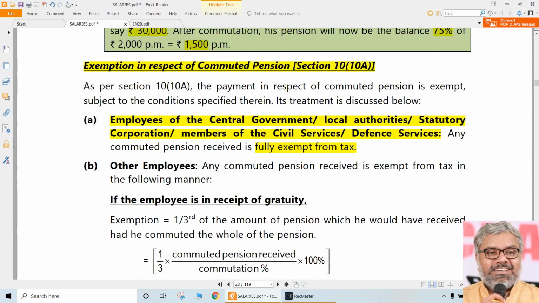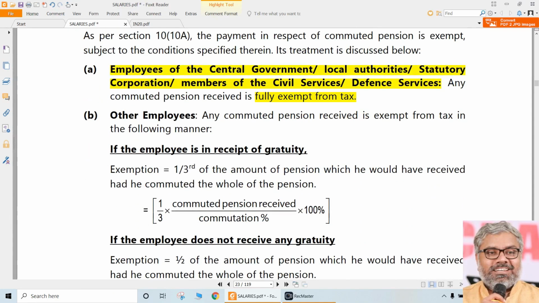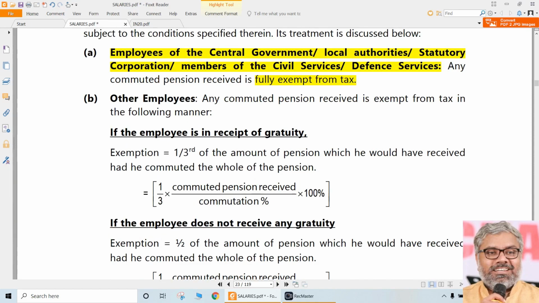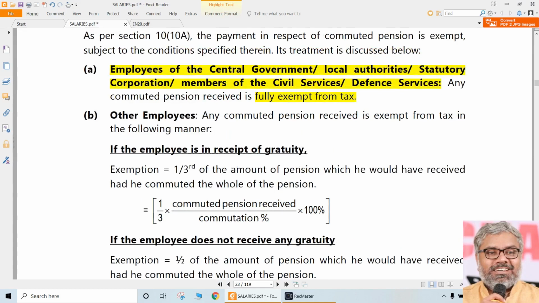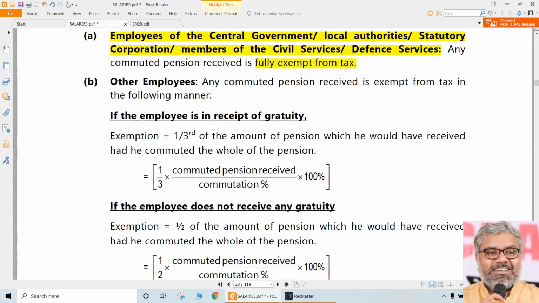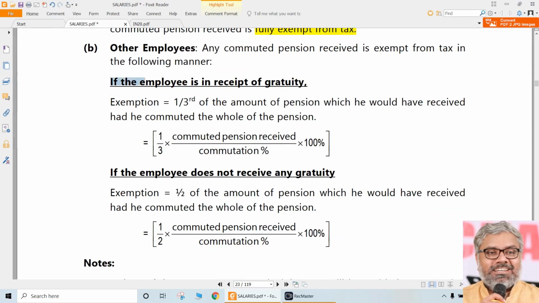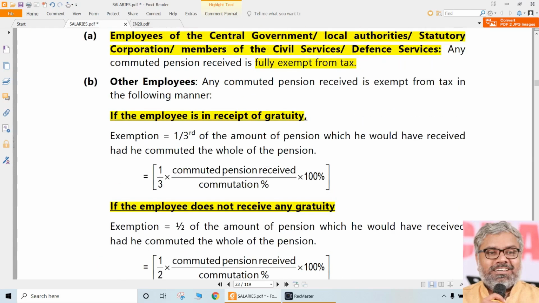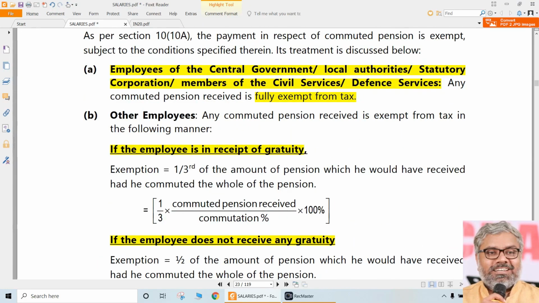That's it. Then what about other employees? Other employees means other than those which are already covered by point A. For them, the commuted pension is exempt but not fully. We need to calculate that exemption. Again, we classify those employees into two categories here: employees in receipt of gratuity, and employees not in receipt of gratuity. In other words, we have to check whether the employee has received the gratuity or not.